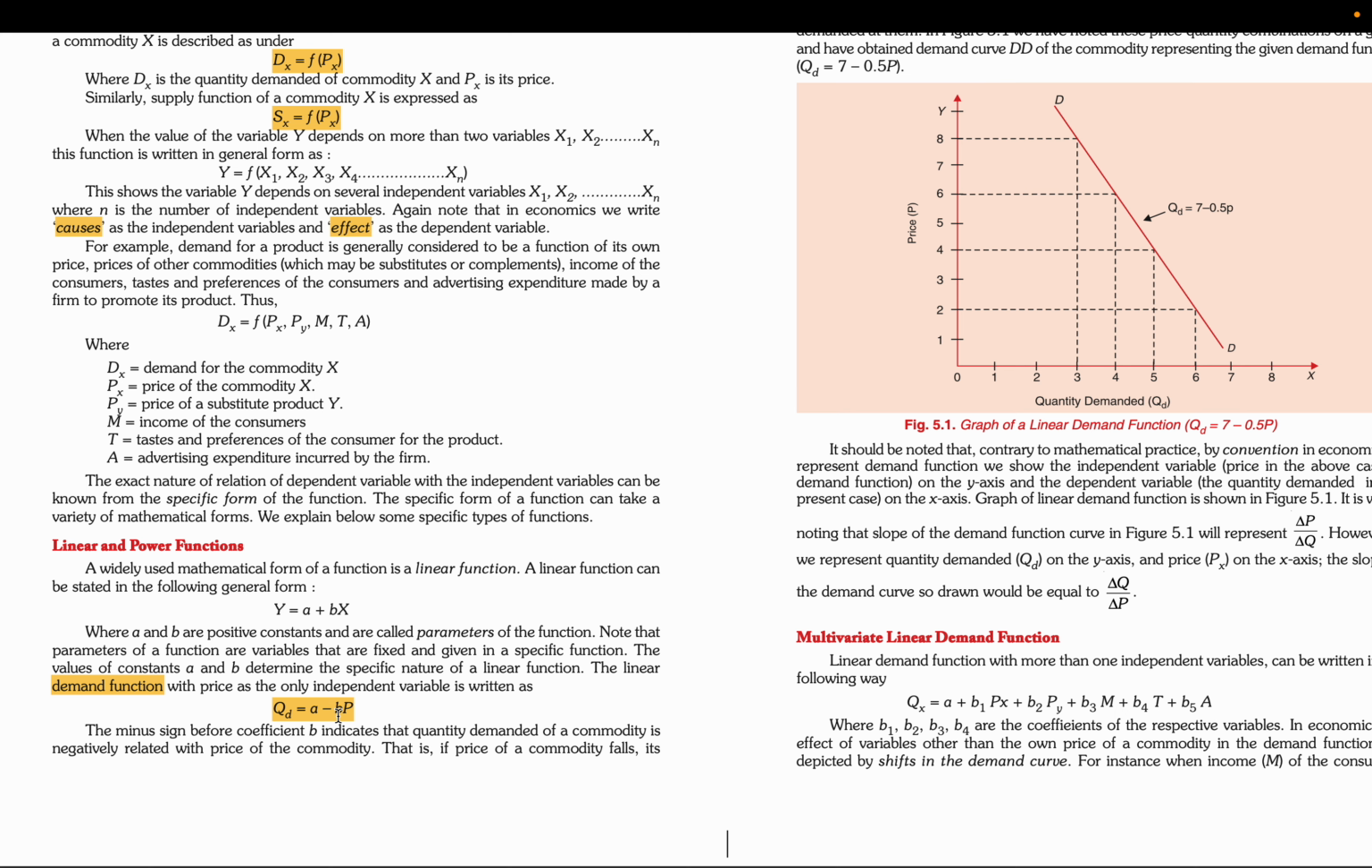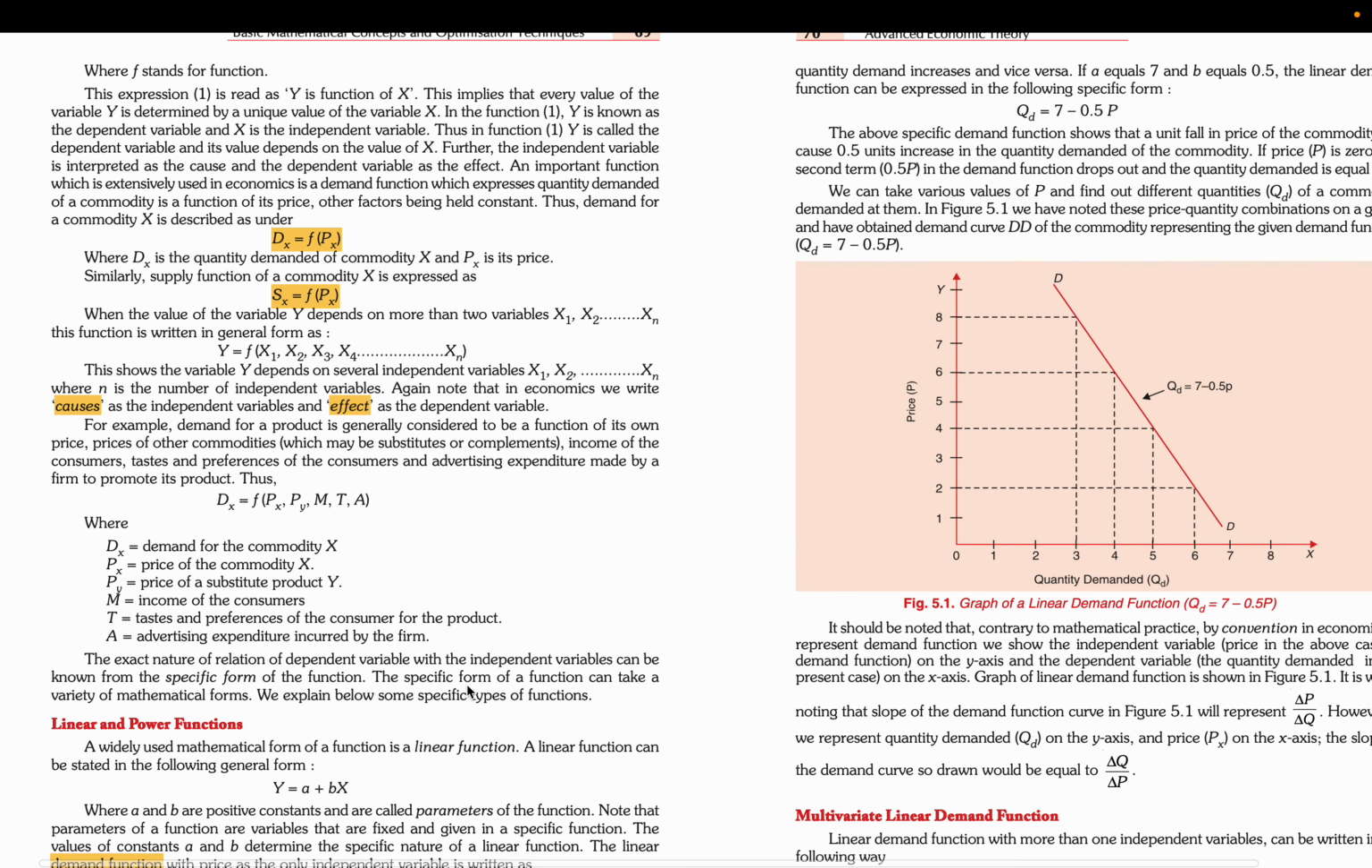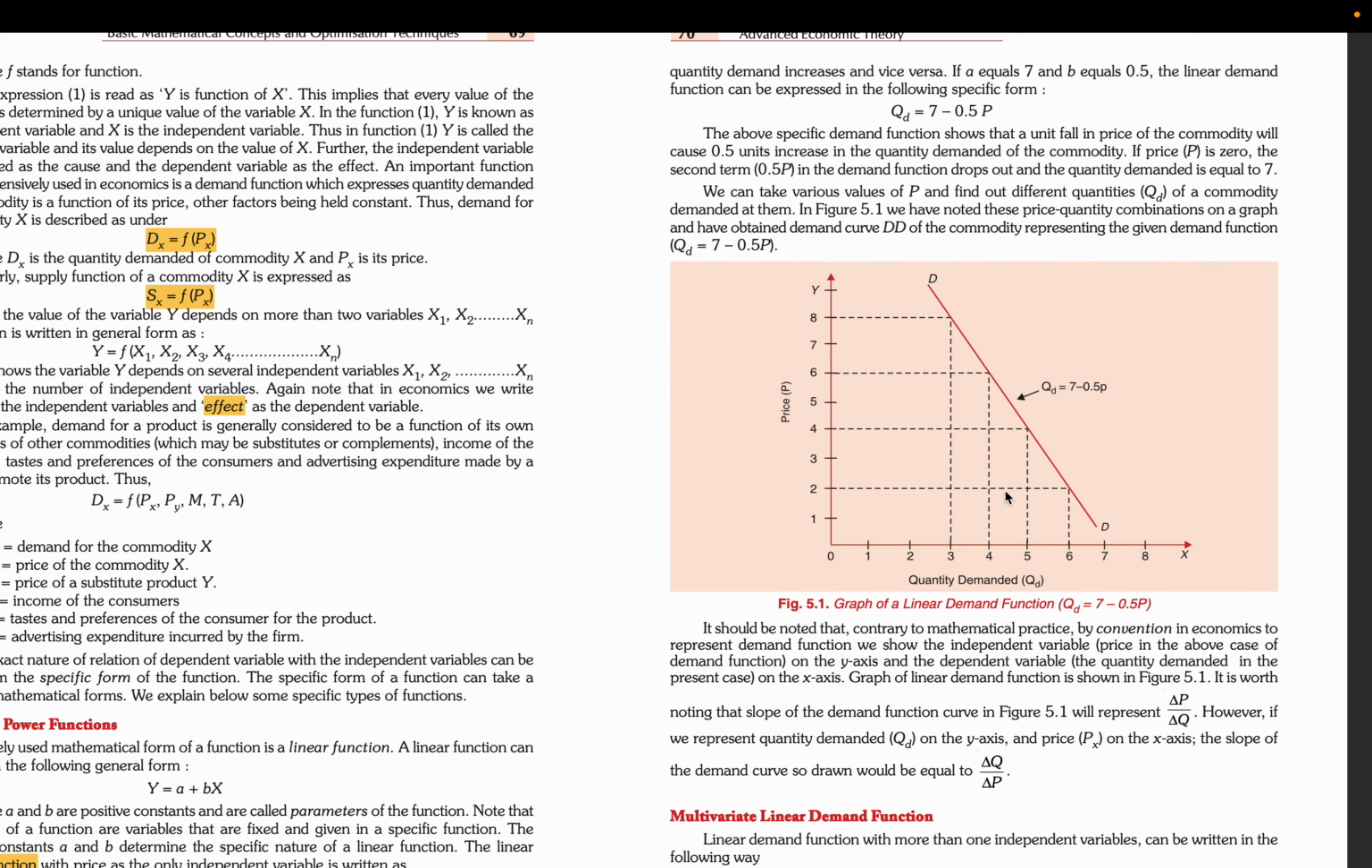in function terms, this minus sign is basically mathematically saying that as you increase the value of p, the value of q is going to decrease. Okay, that's why this minus is shown. And economically, of course, you know that quantity demanded and price of a particular commodity are inversely related, which is, the more the price of a particular commodity, the less you will demand it. That is, if the price of a commodity falls, its quantity demanded increases, and vice versa.